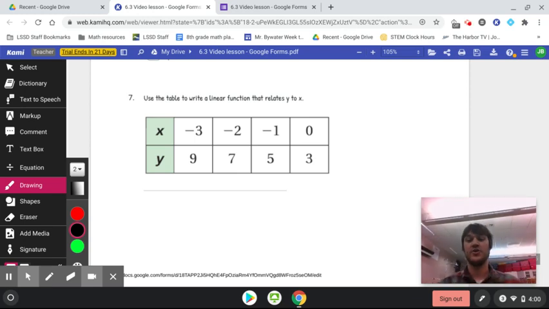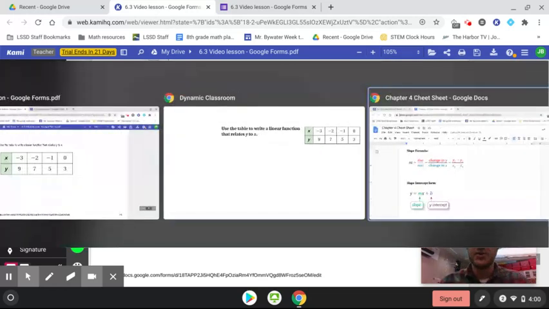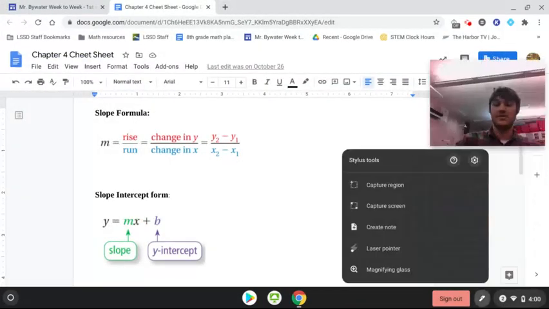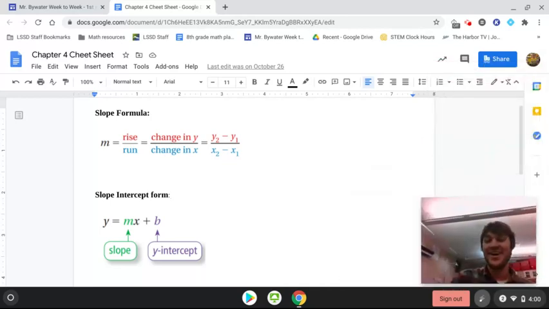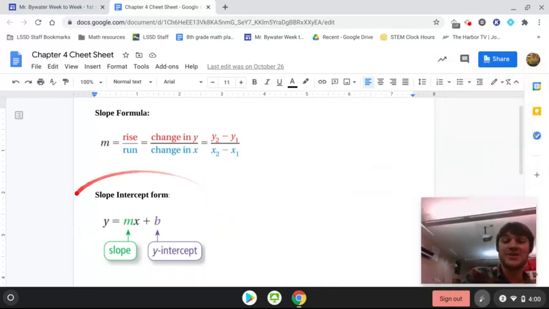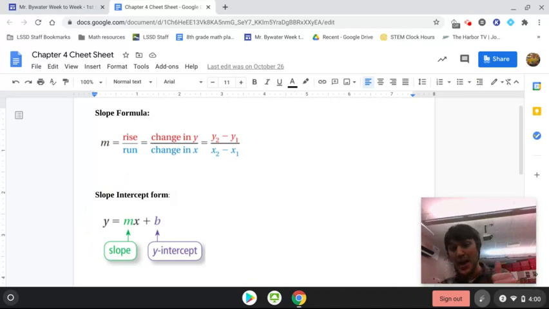Okay, team, hey, functions can also be represented as tables, and we may need to write an equation or function to represent a table. So just like the other video, I need something that looks like y equals mx plus b. I need an m, the slope. I need a b, the y-intercept.